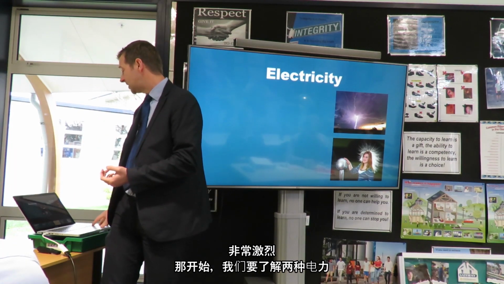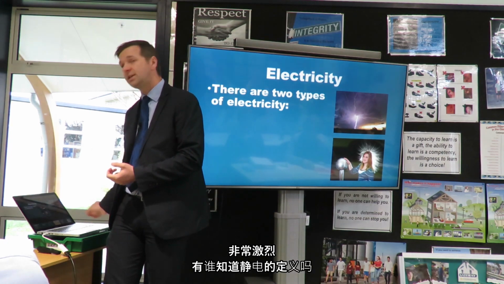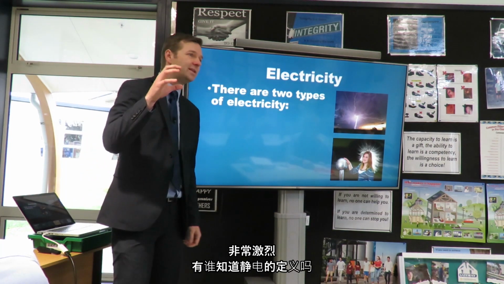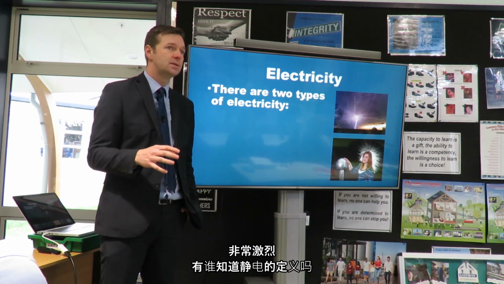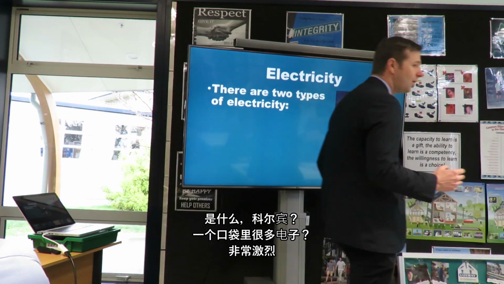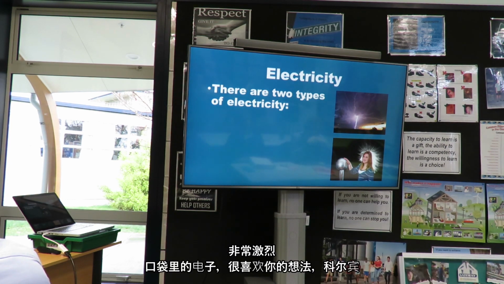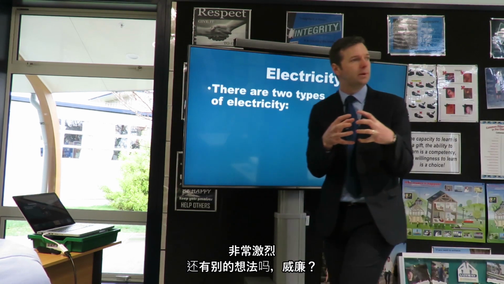We're going to look at two types of electricity. All right, so the first one is static electricity. Does anybody know what actually the definition of static electricity is? What is it, Corbin? A lot of electricity in a pocket. Okay, that's a good description. Anybody want to add to that? A lot of electricity in a pocket. I like to think in there, Corbin.